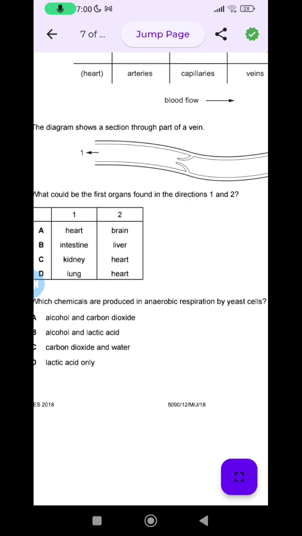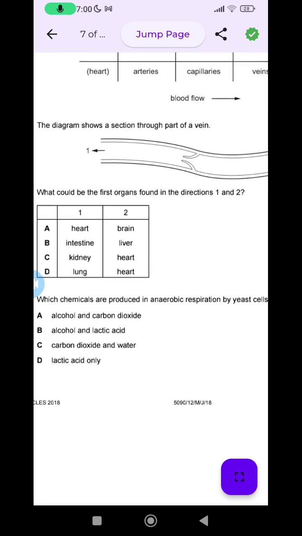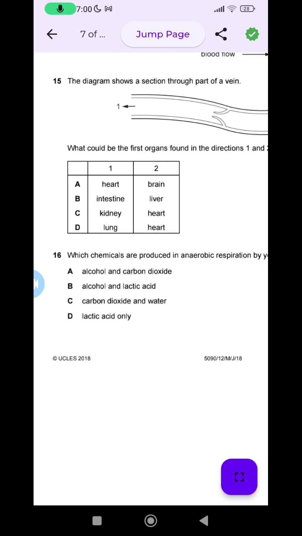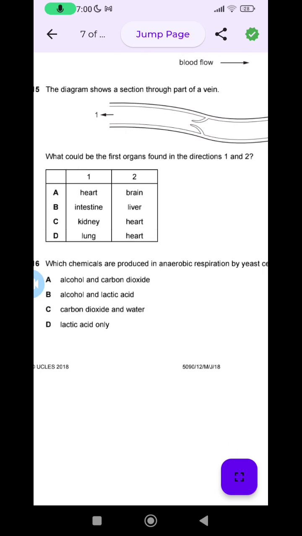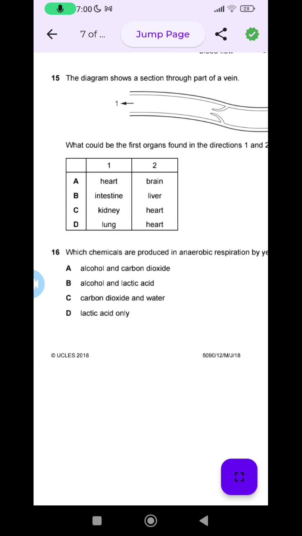So let's see. If 2 is the liver and 1 is the intestine, is there a blood vessel? Is there a vein in our body that carries blood from liver to the intestine? No. So B is incorrect. Is there a vein in our body that carries blood from heart to kidney? No. That is an artery. So C is also incorrect.